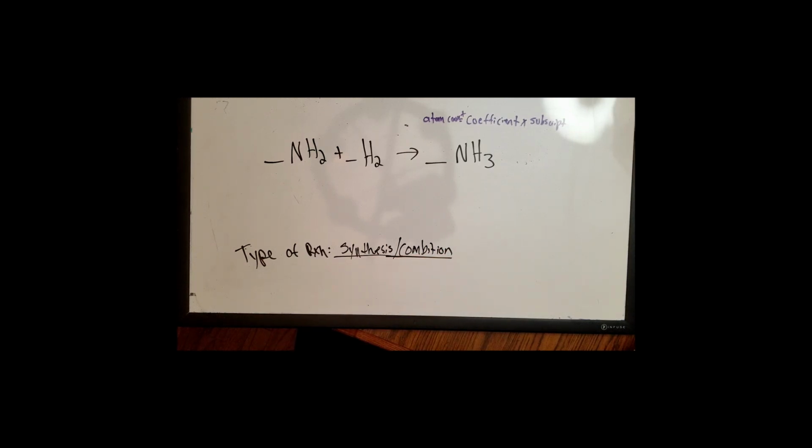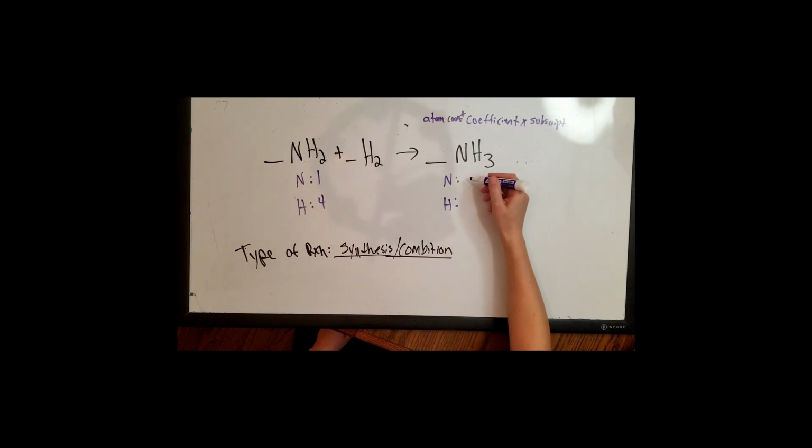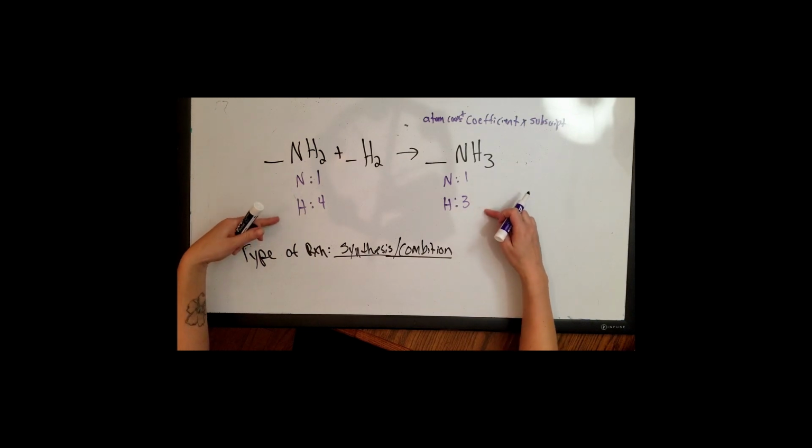Now let's balance. So to balance, we're going to make a list of all elements present. We have nitrogen and hydrogen. Over here, we have nitrogen and hydrogen. So let's do a quick atom count. Nitrogen, just 1. Hydrogen, notice it's in 2 places, so add them together. Okay, so 2 hydrogens here, 2 hydrogens there, for a total of 4. On the product side, I have 1 nitrogen and 3 hydrogens. So nitrogens are balanced, hydrogens are not.